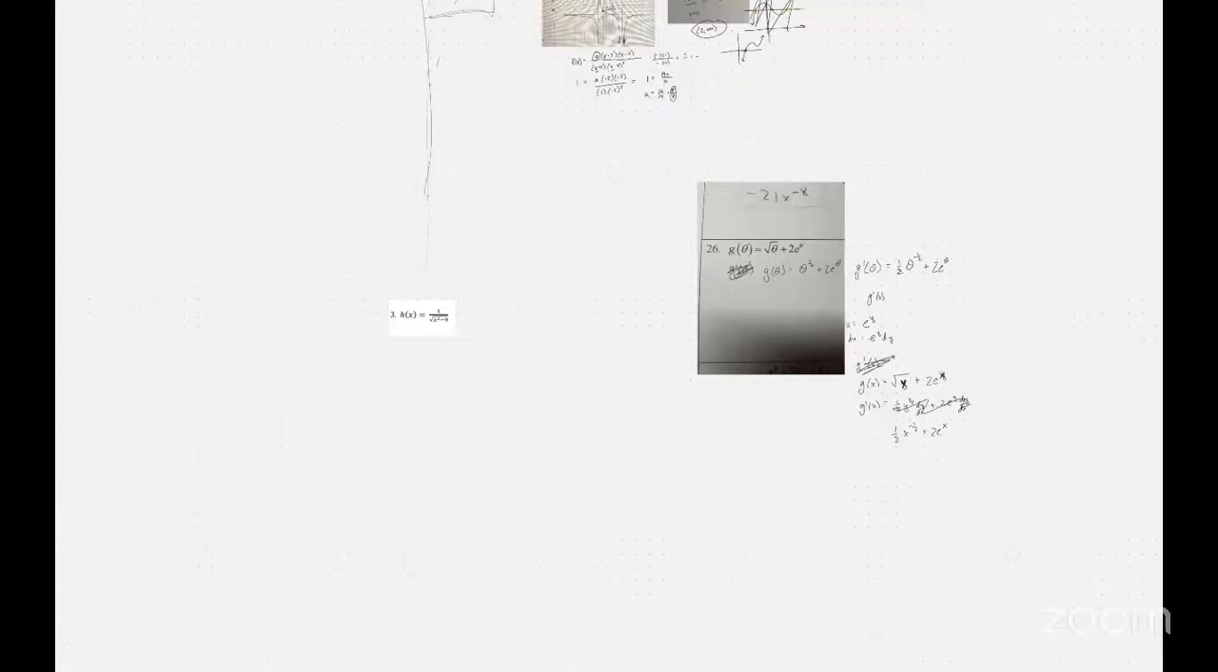Yeah, that one's mine. And what do they want us to do with this? Graph it? We had to find the domain of it in interval notation.